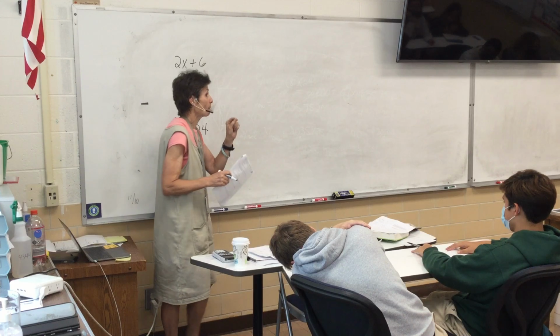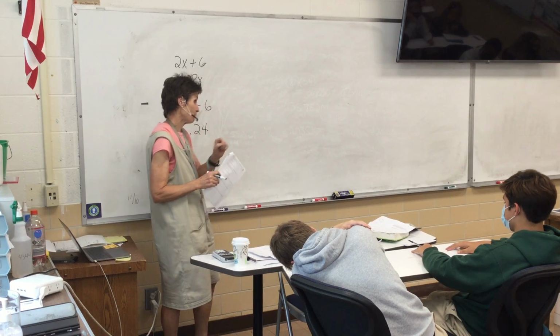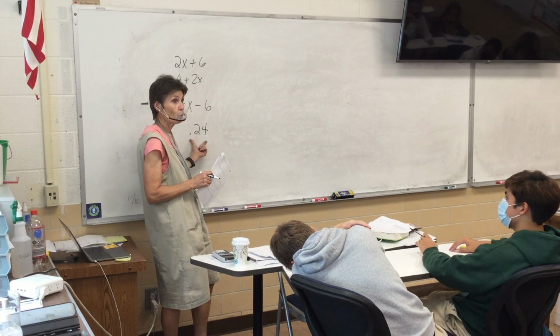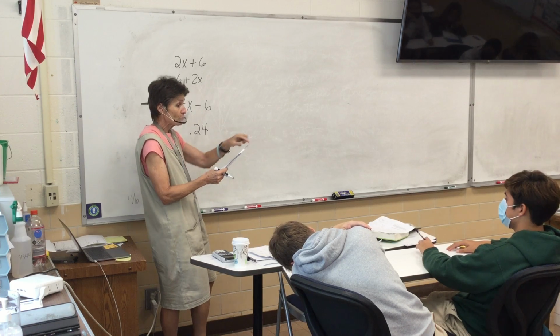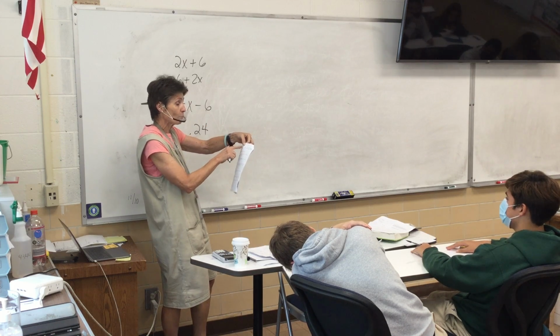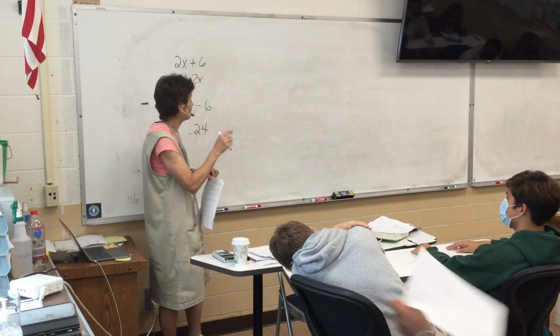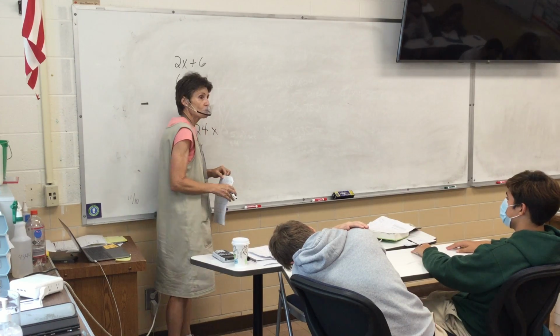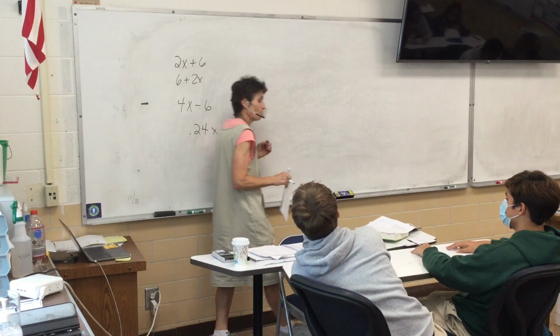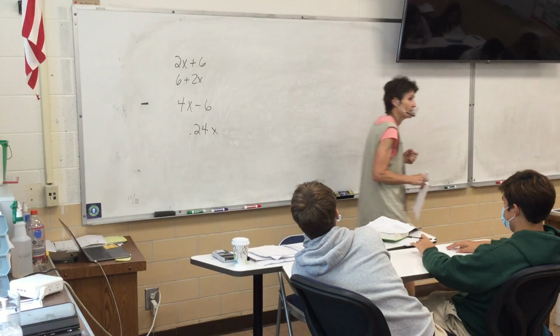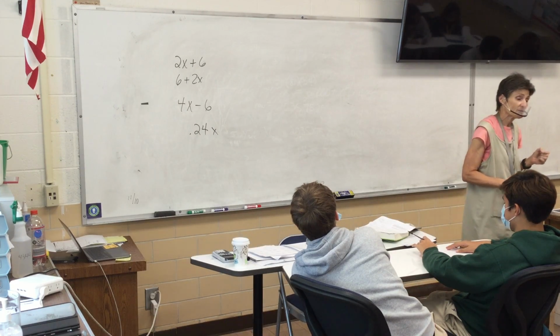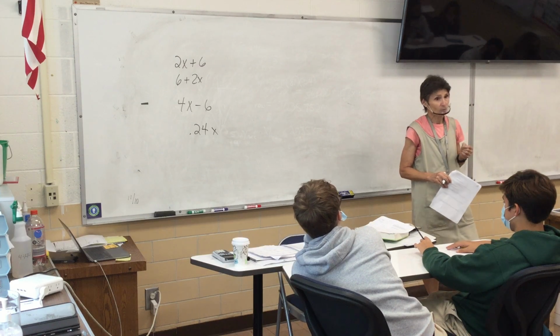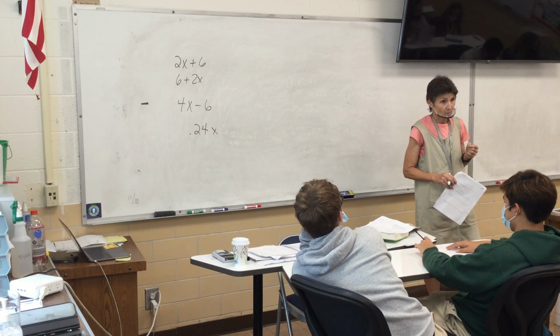And 24% means 24 out of 100, 0.24. In math, the word of, it says 24% of a number. Of always means times. So it's 0.24x or 0.24n, whatever letter you want to use. But of to the mathematician means multiply. Okay?